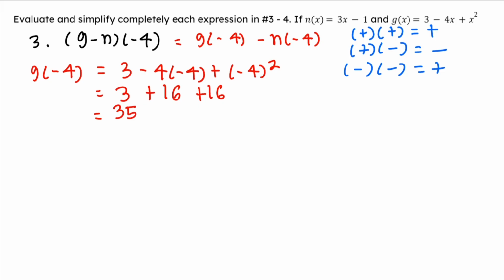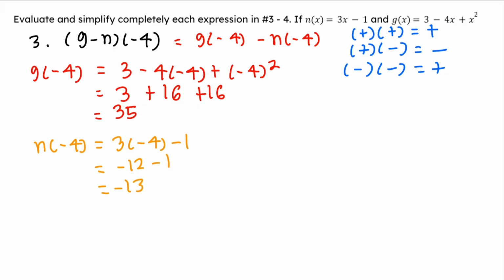Now we need to evaluate n of negative 4. So I'm going to do this in a different color. N of negative 4 is going to be equal to, and then we plug in negative 4 into our function, n of x. 3 times negative 4 minus 1. 3 times negative 4 is negative 12. Positive times a negative is a negative. Minus 1. It's going to be equal to negative 13.